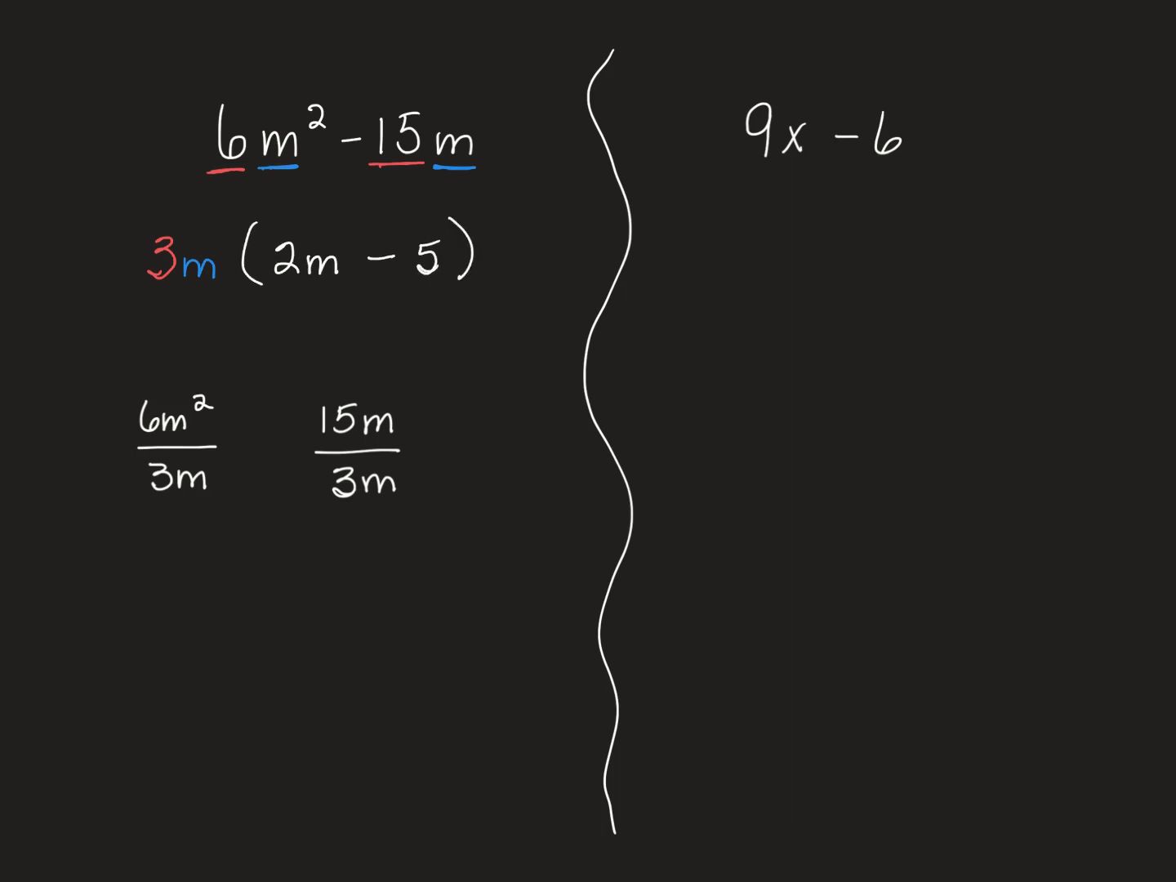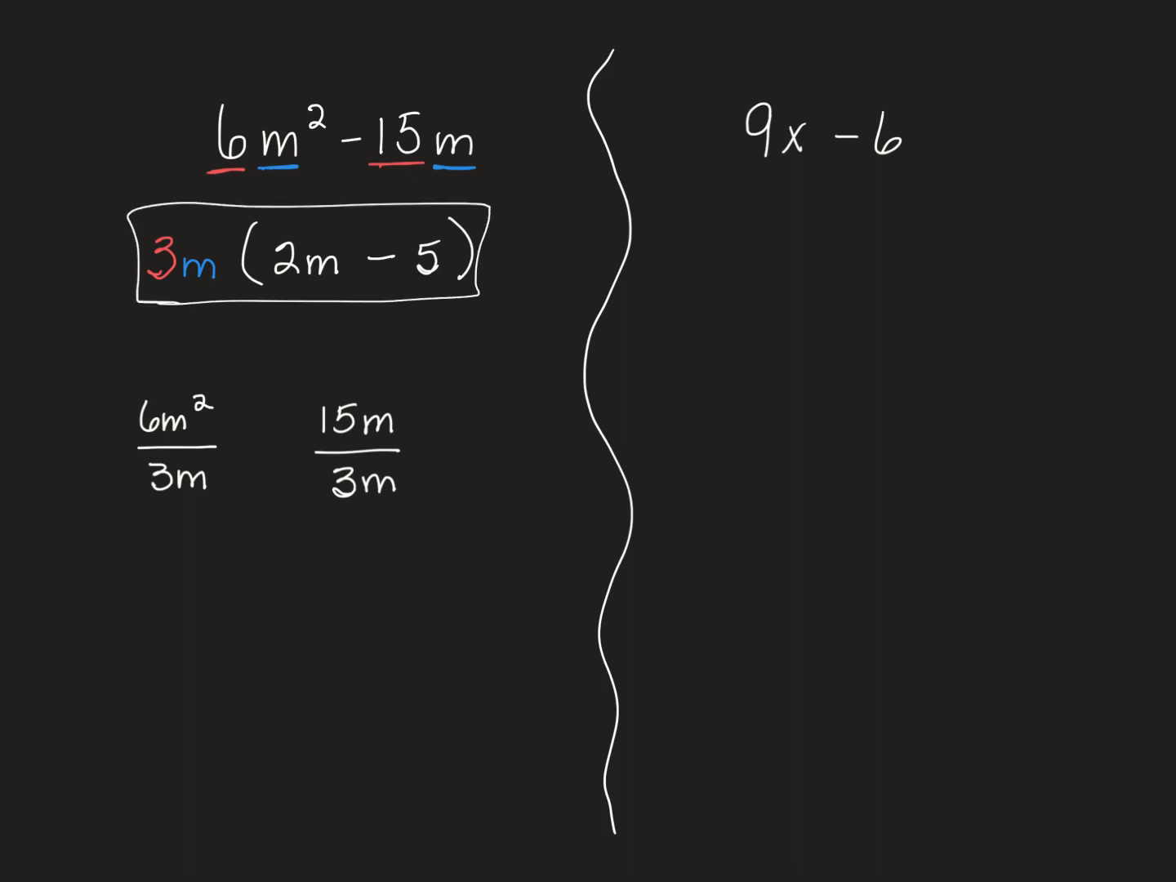I'm just going to do a quick check and take my 3m and multiply it back through to make sure that I get the problem above. So 3 times 2 is 6. m times m is m squared. That one looks good. 3 times 5 is 15, and m added to that, so that looks good. That is my greatest common factor. So I just factored it out. This part right here is the factored form.